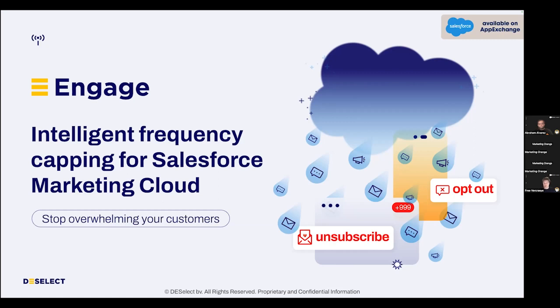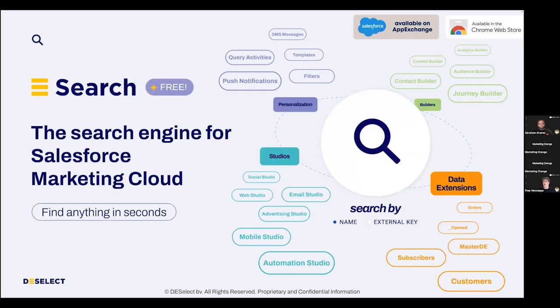So that's our second solution, Engage. And then our third solution, again, it's for free, highly recommended. We get great feedback on this. It's called Search. It basically allows you to find anything in seconds in Marketing Cloud, whether it's data extensions, templates, custom activities, all these things you can easily find with DESelect Search.